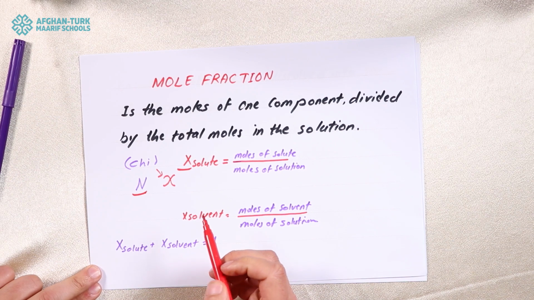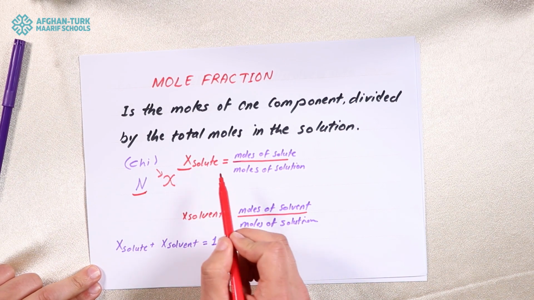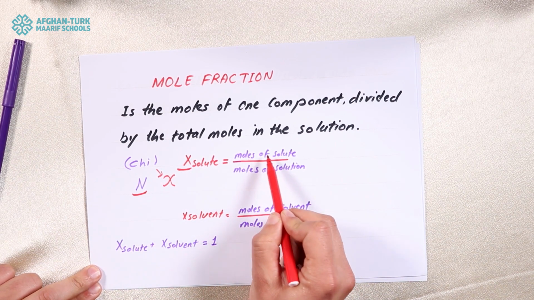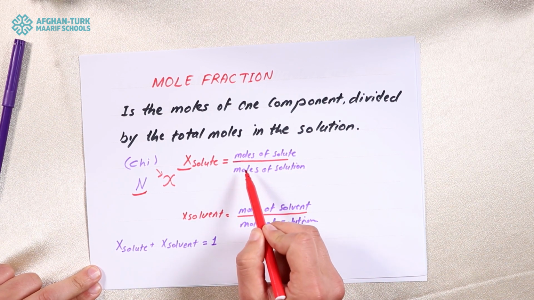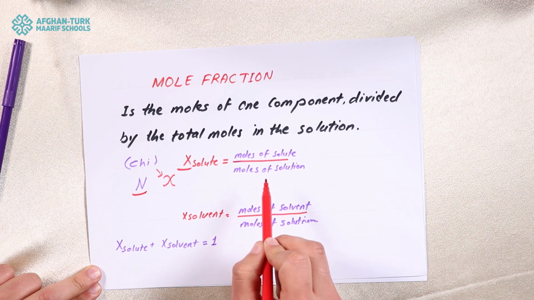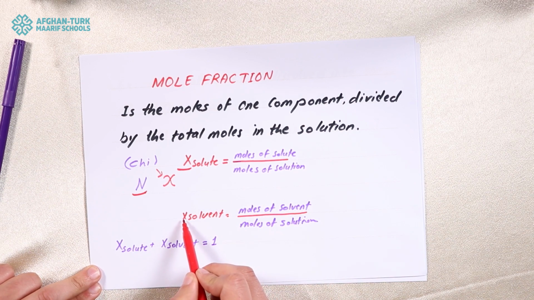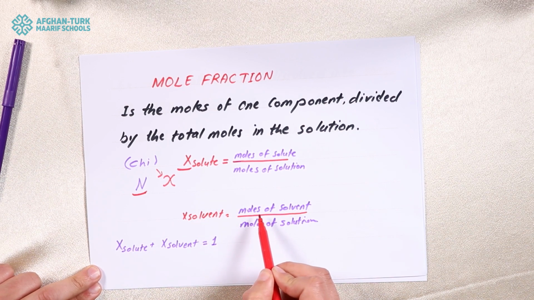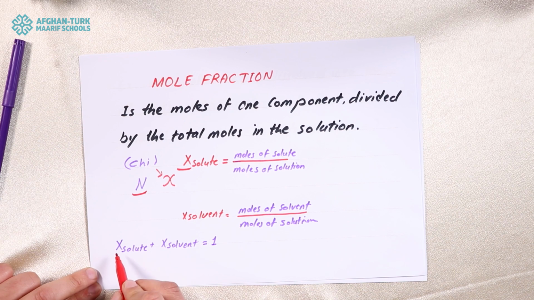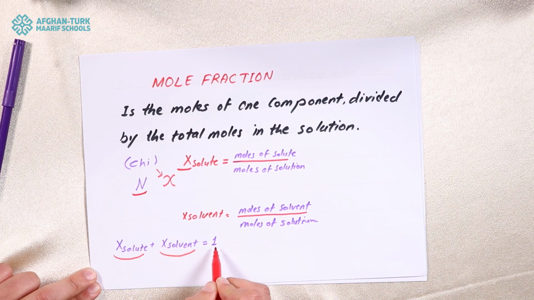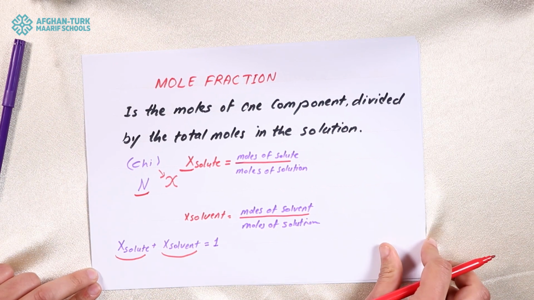When we are going to find the mole fraction of solute, we should write the moles of solute in the numerator, and, as with mass fraction, the moles of the solution in the denominator. For the mole fraction of solvent, we should write the moles of the solvent in the numerator, and the moles of the solution in the denominator. Keep in your mind that the mole fraction of solute plus the mole fraction of solvent should be equal to 1.